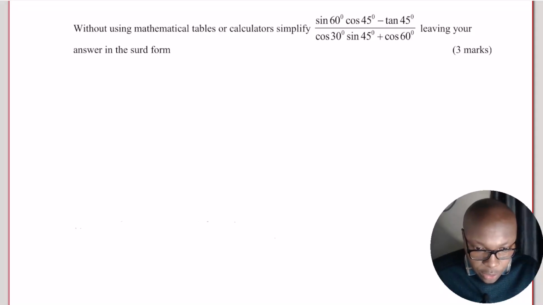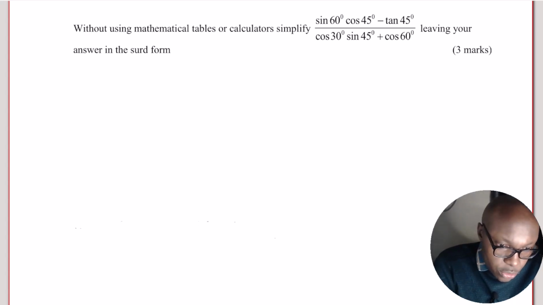Without using mathematical tables or calculators, simplify (sine of 60 times cosine of 45, subtract tan of 45) divided by (cosine of 30 times sine of 45, plus cosine of 60), leaving your answer in surd form. Now, while solving this question, you're required to use these as special angles, and there's a way of getting the trigonometric ratios of all these angles, and this is what you're going to use.